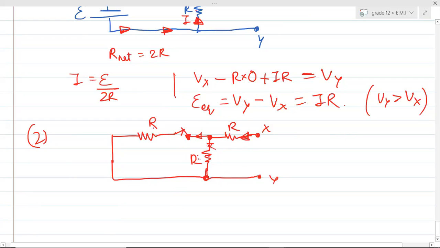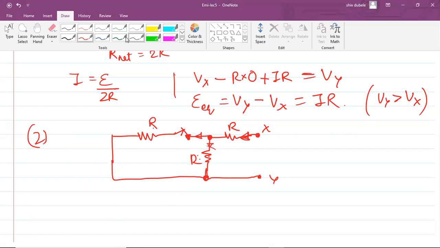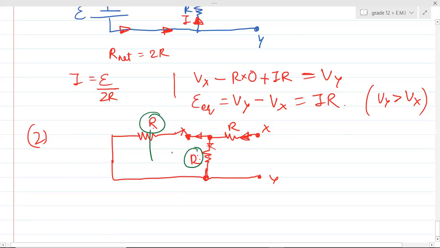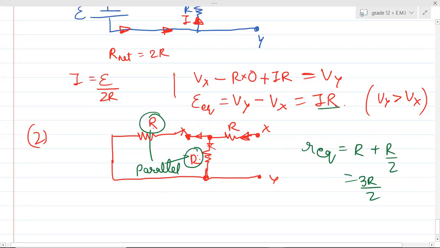So basically this R and this R, I'll use a different color, are in parallel, and whatever is the combination is in series with this R. So what is the R equivalent? It will be this R plus R and R in parallel, which is R by 2. So R equivalent across XY is basically 3R by 2. E equivalent is I into R. And what is I? E by 2R multiplied by R.